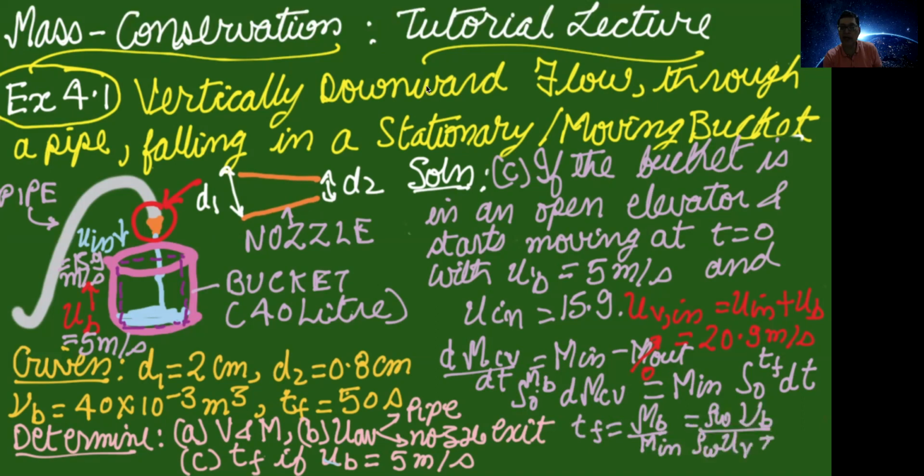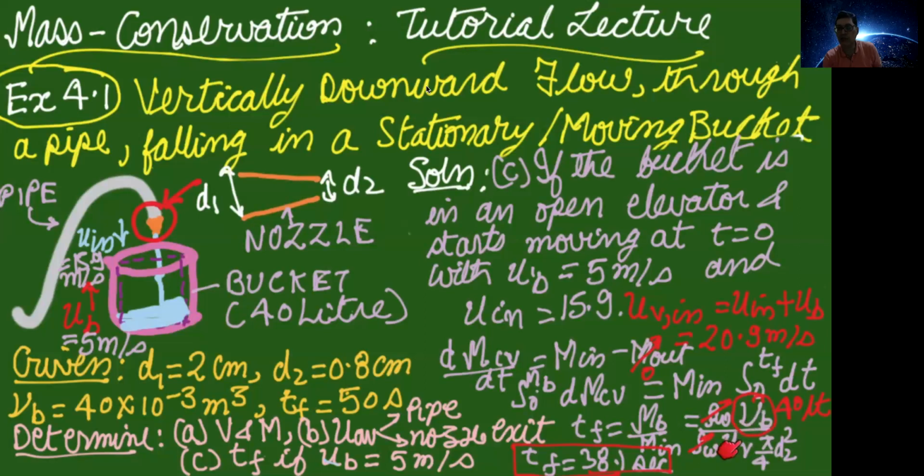So finally we obtain the filling time is equal to the mass of the liquid when it is completely filled, which corresponds to the density of water multiplied by the volume of the bucket, which is 40 liter, divided by the mass flow rate entering. And the mass flow rate entering is density of water multiplied by the relative velocity of water which is entering inside the control volume, multiplied by the area at the nozzle exit, which is pi by 4 d2 square.